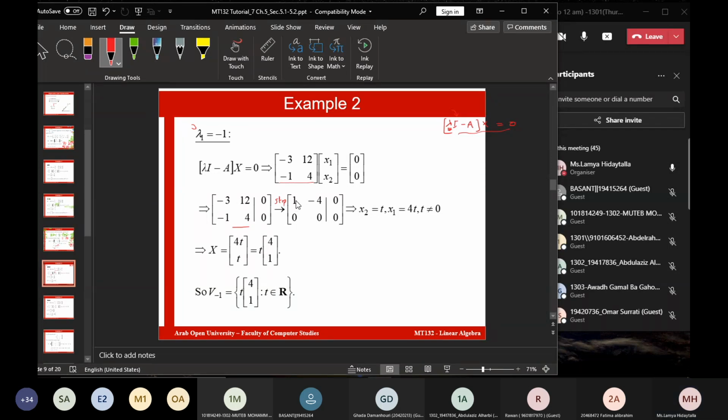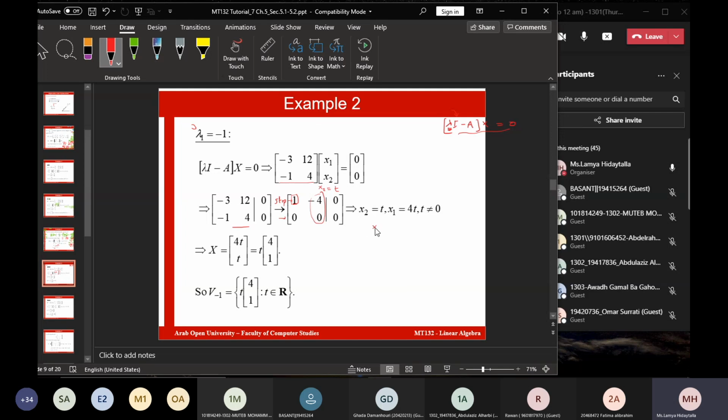This is the leading one, correct? So the number of leading ones is one, while the unknowns are two, so infinitely many solutions. Which column has no leading one? This column. So we assume x2 equals t, a certain constant, and then we get our solution depending on that.